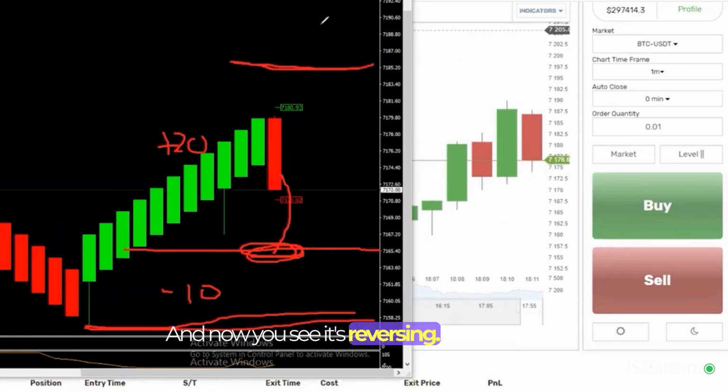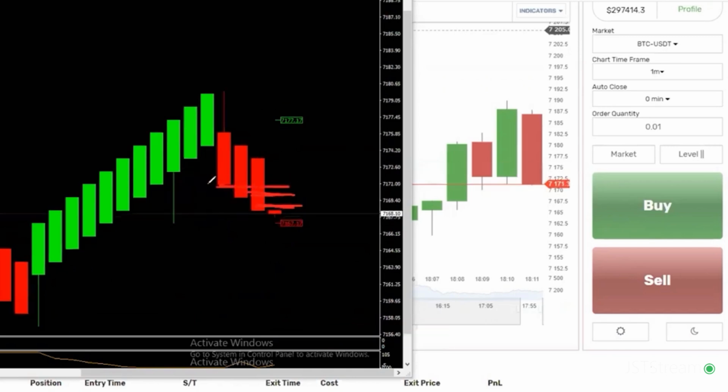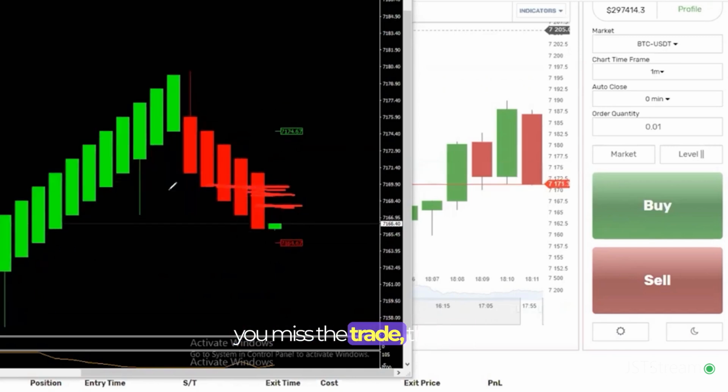And now you see it's reversing. There you go, it reversed to a sell. So this is a sell right here. But see, it already passed your entry price. So you don't enter yet. You let it go back. If it doesn't go back and you miss the trade, that's fine.